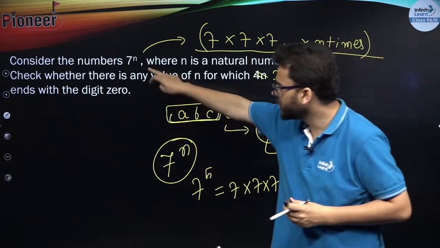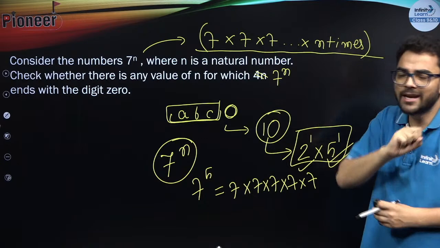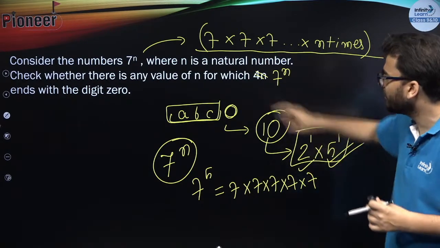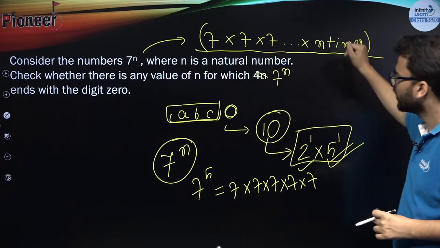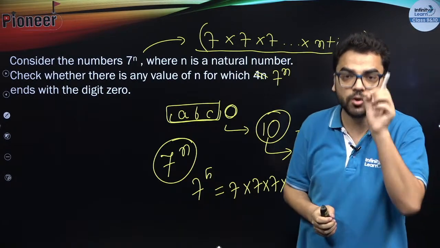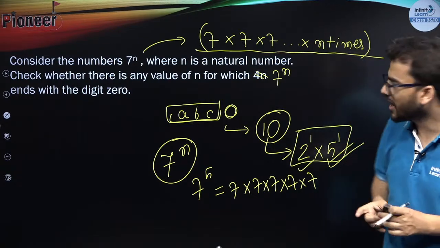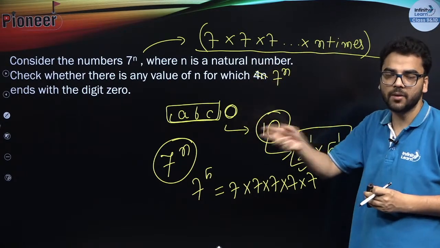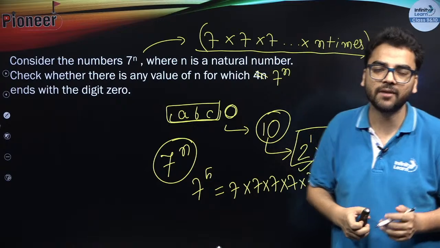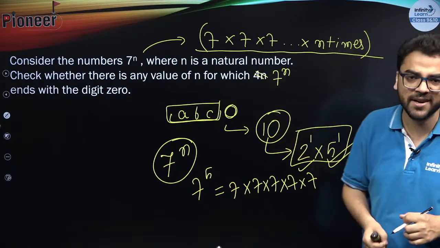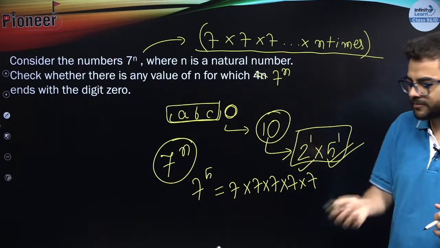But if you see 7 raised to the power n, what is that? It is 7 into 7 into 7, n times. So by the uniqueness of the fundamental theorem of arithmetic, you can never get 2 and 5 over here. Every composite number can be expressed uniquely as a product of primes, apart from the order in which the prime factors occur. So we can never get a 2 and a 5 in the prime factorization of 7 raised to the power n. Therefore, 7 raised to the power n can never end with the digit 0. So that is the explanation of that.